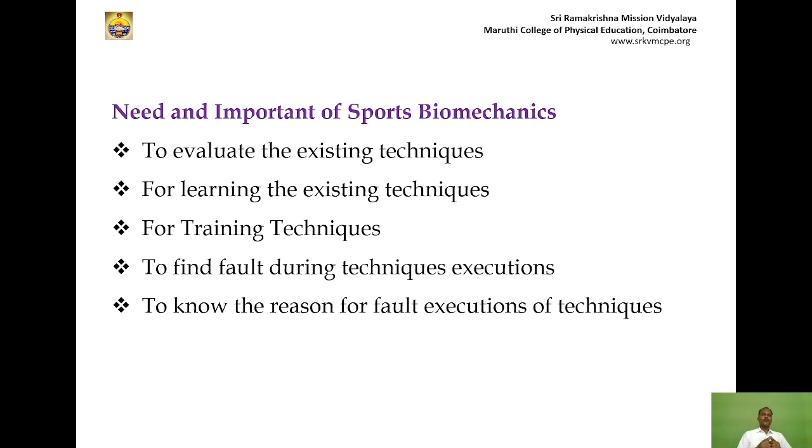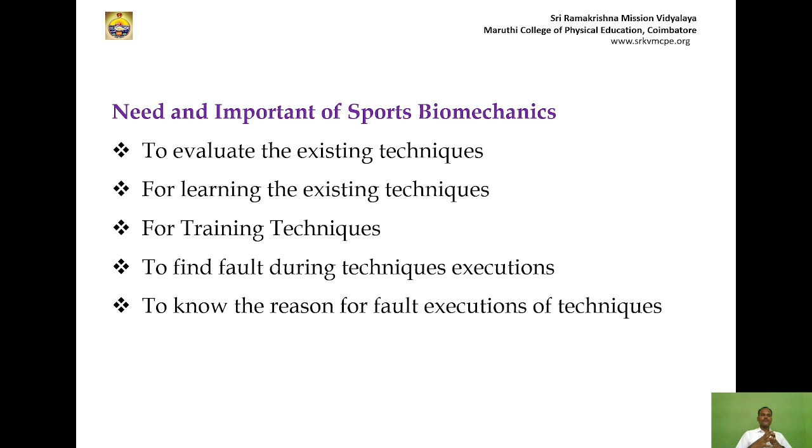For example, in a football free kick, how can we kick? We don't know, so we must learn it from the existing technique. We should teach others with the help of the existing technique. For training techniques, we must have a technique, we must get training. For this purpose, we need sports biomechanics.